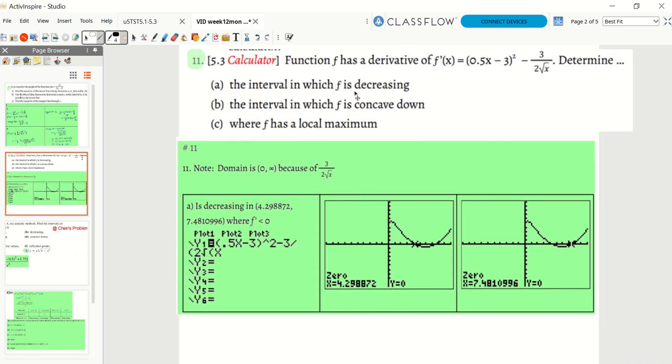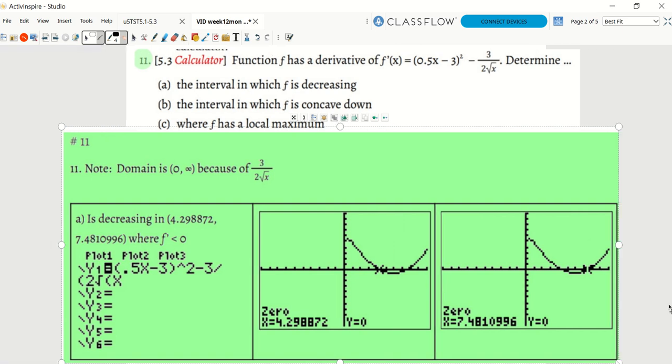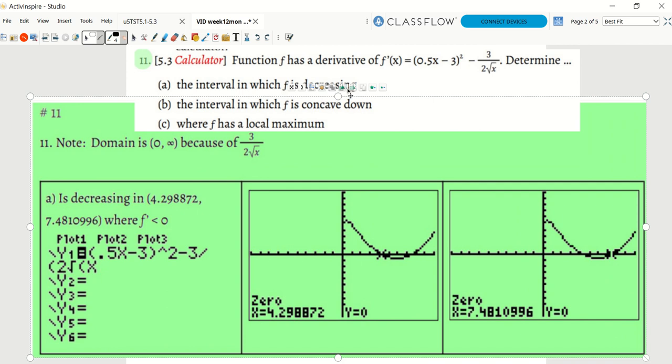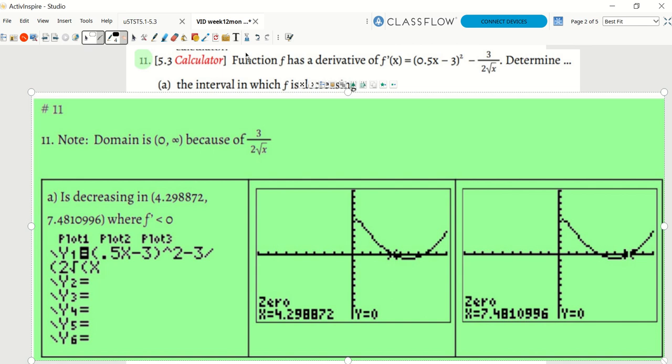We're trying to find out where it's decreasing and where it's concave down, and calculator is allowed. I'm going to zoom in a little bit. So we're trying to find out where it's decreasing. Decreasing means a negative slope.